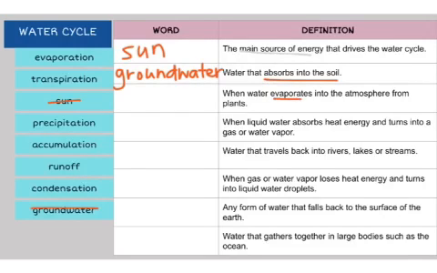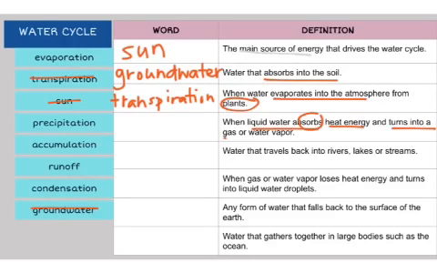When water evaporates into the atmosphere from plants, this is called transpiration. When liquid water absorbs heat energy and turns into a gas or water vapor, that's called evaporation. That starts with the heat energy from the sun, and then it goes from a liquid to a gas as water vapor through evaporation, and then water travels back into rivers, lakes, or streams.